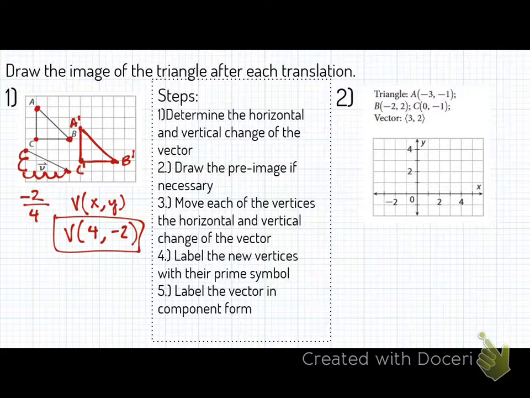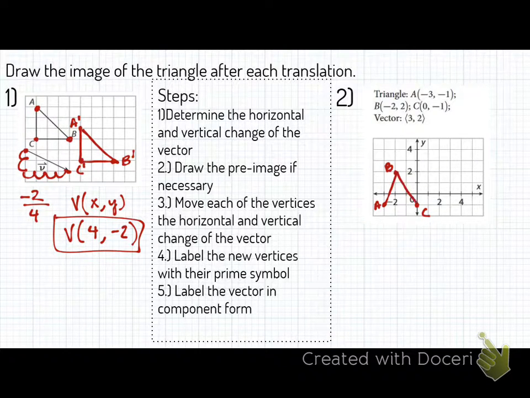Number 2, we have a triangle A, B, C, and we have a vector of 3, 2. Eyes up on the screen. Is there an image on my graph yet? No, you have to make it. I have to make the image based upon the points it gives me. So A is -3, -1. I'm going to go -3 to -1 and plot a point. B is -2, 2. C is 0, -1. Okay? And we got our image, right?